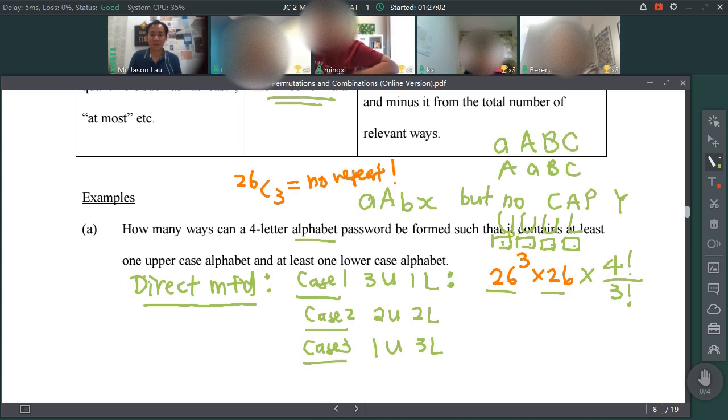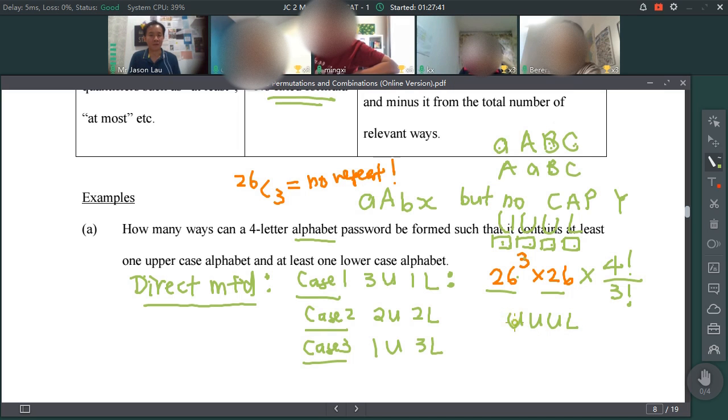When you say 26 to the power 3, we already captured the different types of letters to form the uppercase letters. But then we still have to look at, among the uppercase letters and the lowercase letter, what are the possible positions they can be in. So here we are not looking at the letters themselves, but the kind of letters among the four of them. You get me? All of you get me?